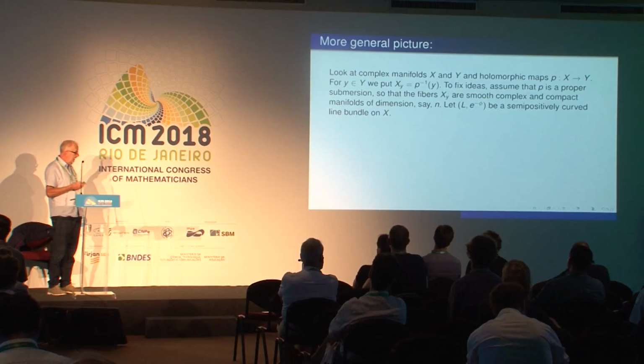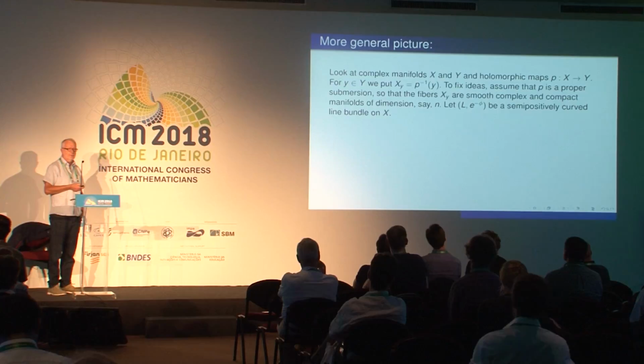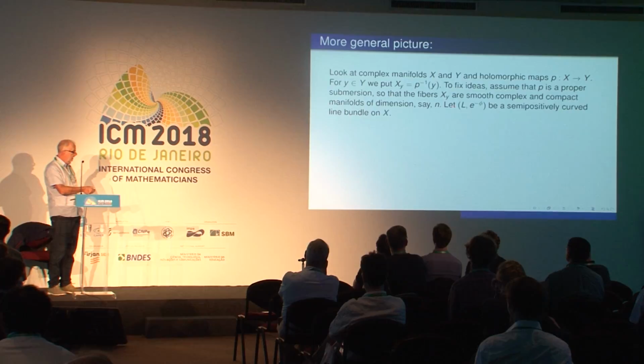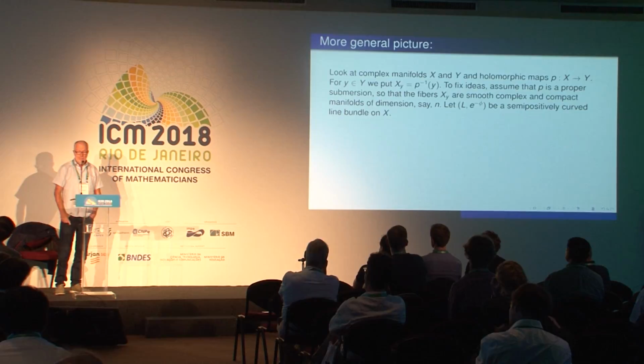And now we're going to look at holomorphic functions on a compact manifold. It's not so interesting. So we will actually introduce also a line bundle, L, over X, with a metric e to the minus phi, which will correspond to the plurisubharmonic function that I had before.